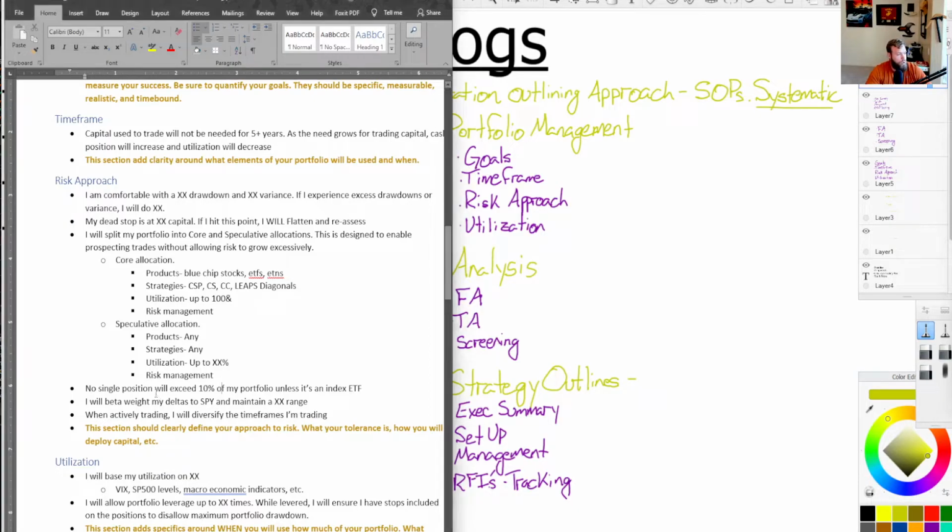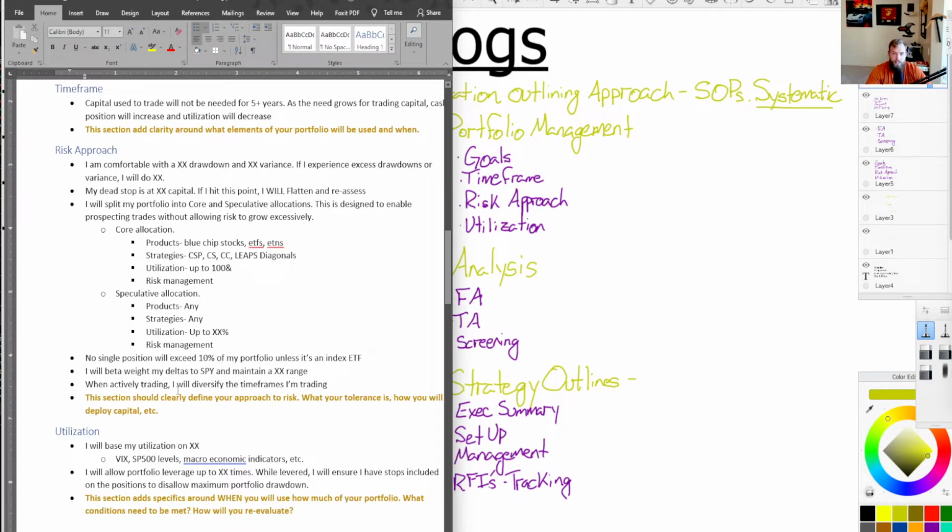Now, you can also call out some specifics in terms of general risk management practices like this. No single position will exceed 10% of my portfolio unless it's an index ETF. If you're a new trader, maybe 10% is too high. 5% might be a better number. Again, this is just to give you all some ideas on things you can include, some detail that's helpful to add, and then you can see whether it's useful to you. You don't have to keep all of it.